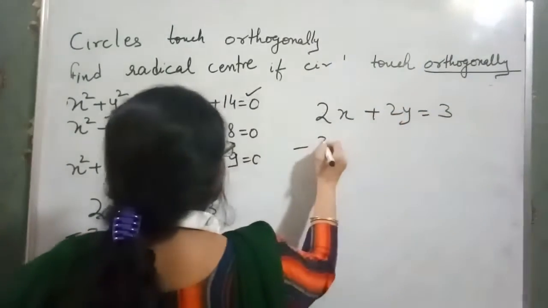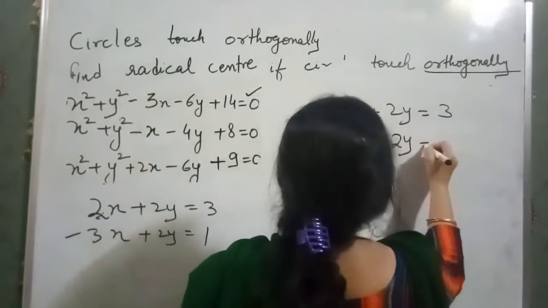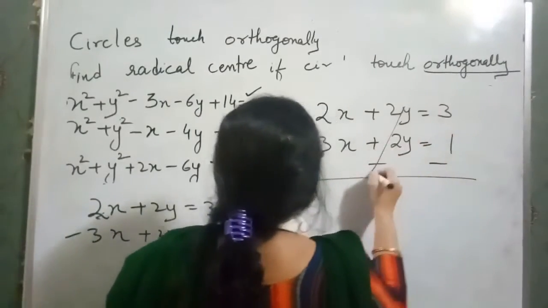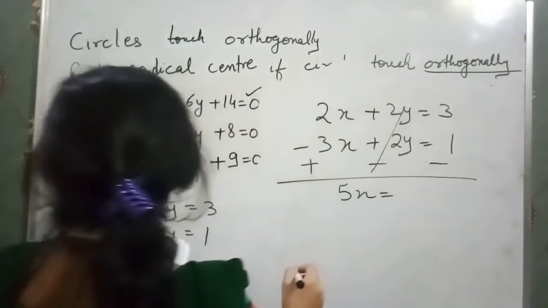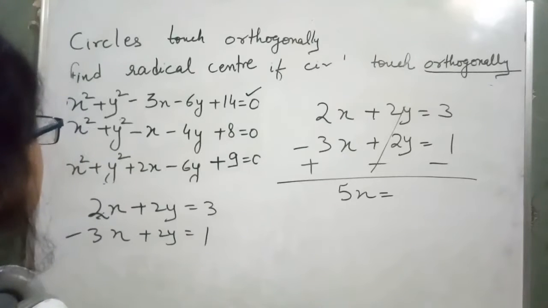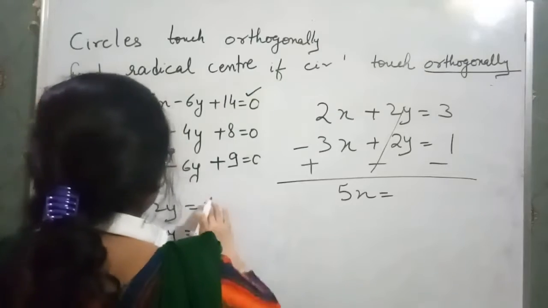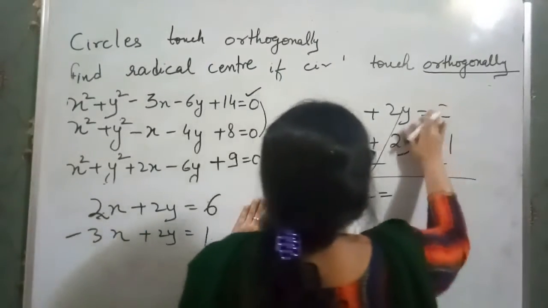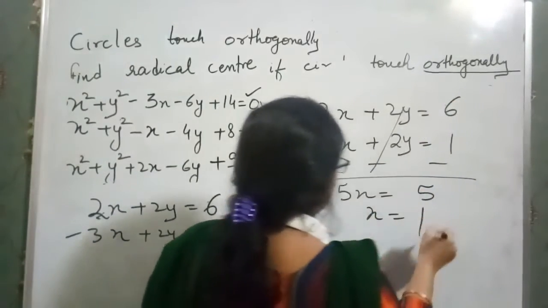So don't quit. I am telling you more concepts regarding the circles which cut orthogonally. So just change the signs. We have 5x is equal to 5, since 14 minus 8 is 6, that is 6 over here. So x is equal to 1.